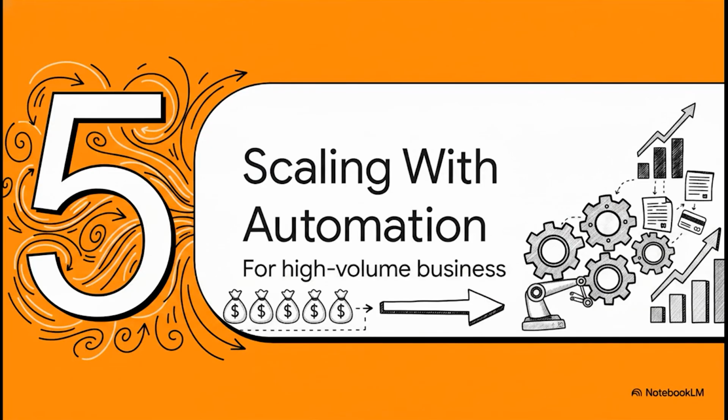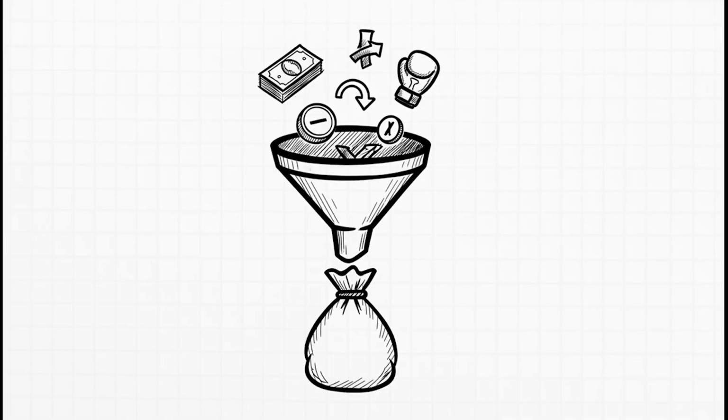Now, for Section 5, Scaling with Automation. This is for the high-volume businesses out there. Because, let's be real, doing this manual entry gets incredibly painful when your transaction volume shoots up. A single Stripe payout almost never represents just one clean sale. Usually, one payout bundles a whole bunch of customer payments, processing fees, refunds, chargebacks, disputes, and tax adjustments all mashed together into one lump sum. This is exactly why just logging in and checking your daily totals simply is not going to cut it anymore.